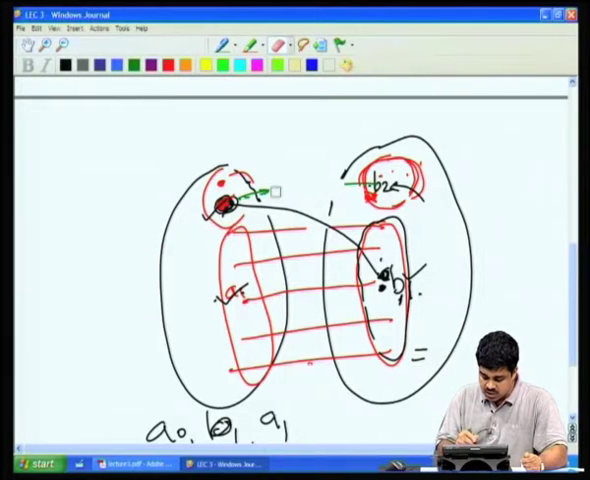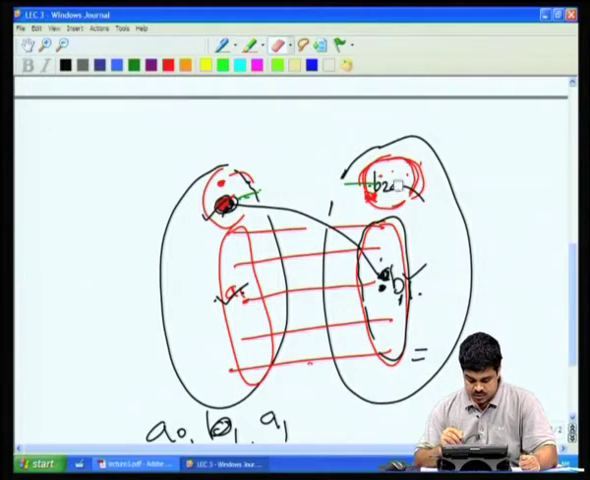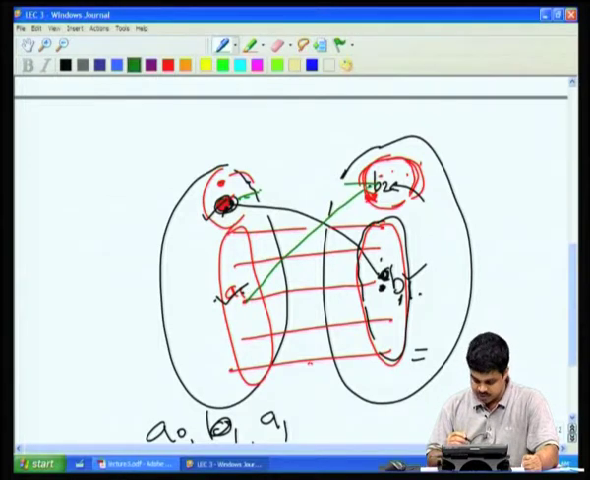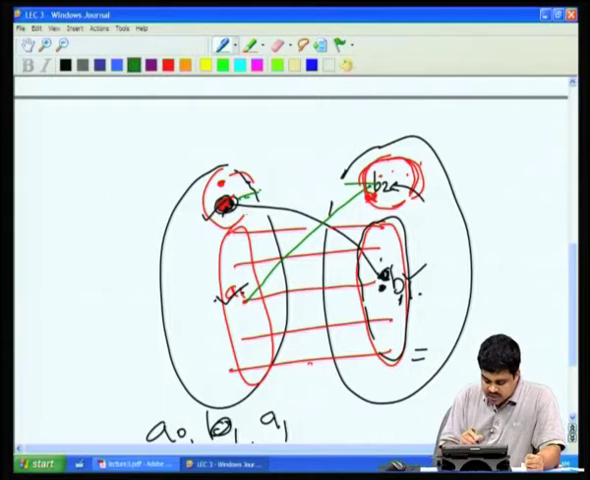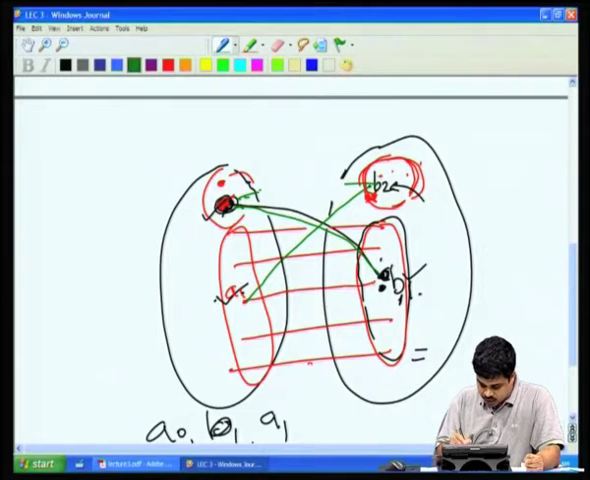So possibly B2 is a neighbor of A1. Suppose B2 is a neighbor of A1, is it possible? In that case, follow this path. From A0 we can reach B1, and from here we come like this to A1, and then from here we can reach here, right. So this is definitely an alternating path. In fact, if you remember what we defined last time, it is called an augmenting path.